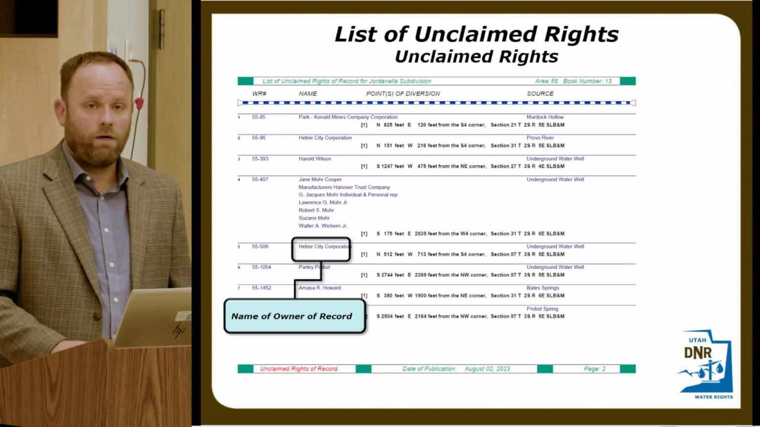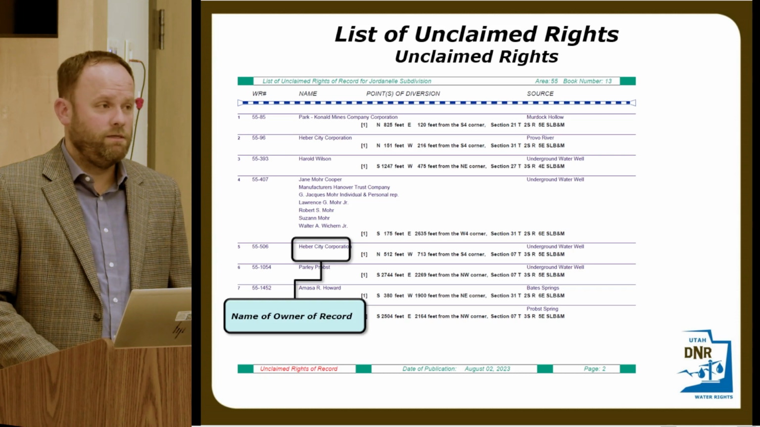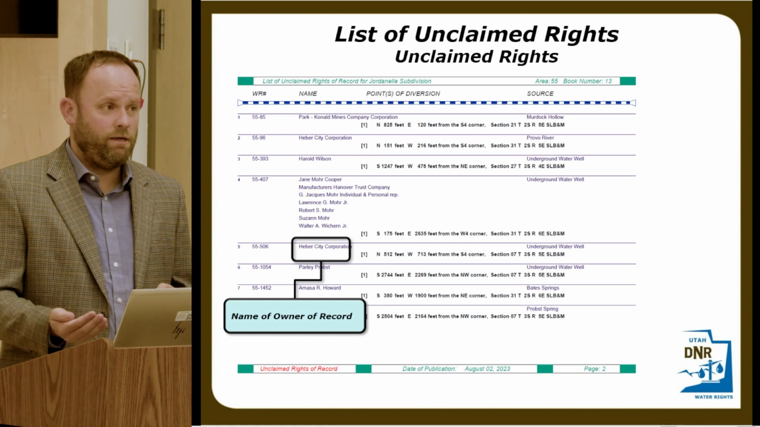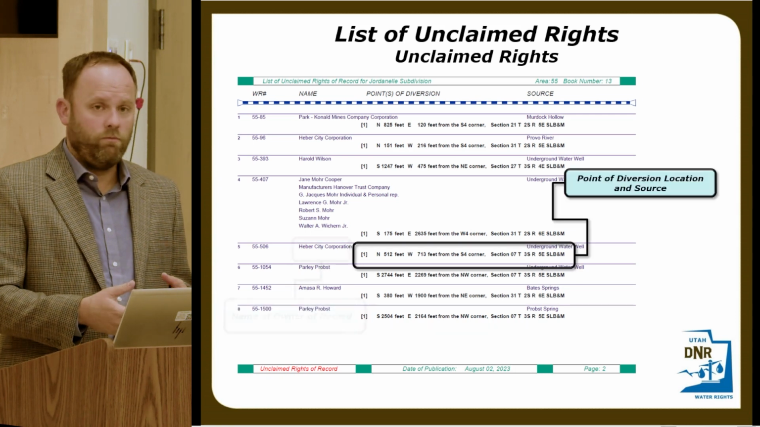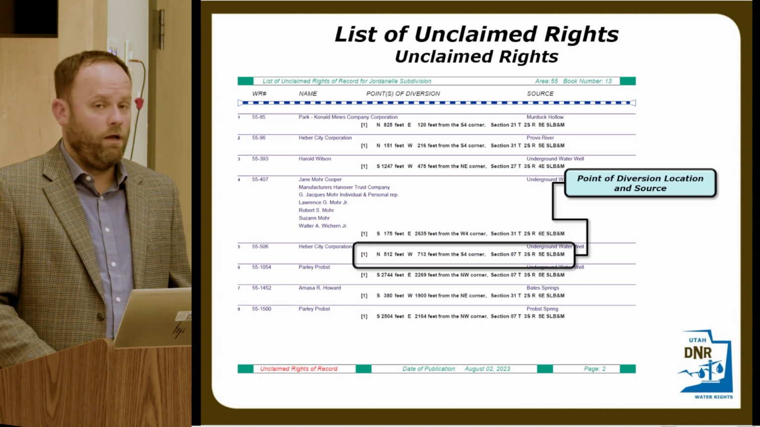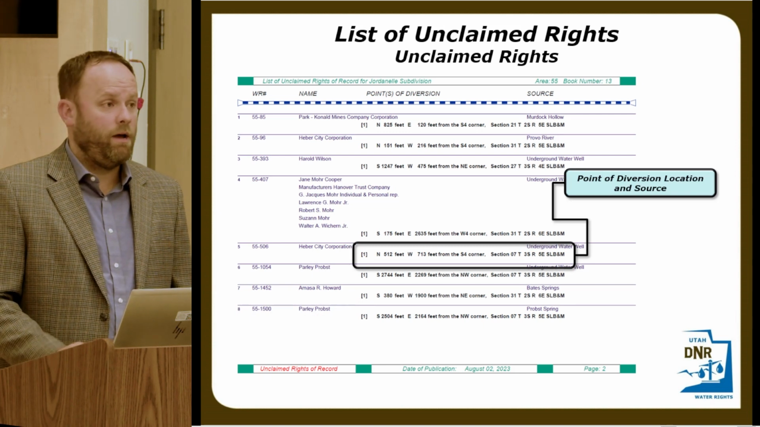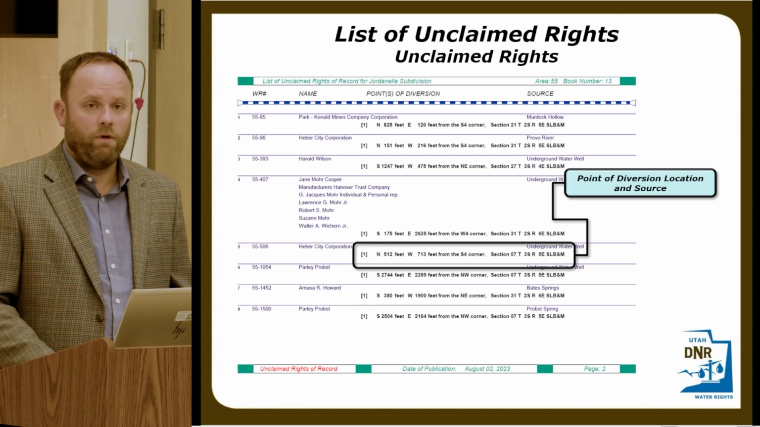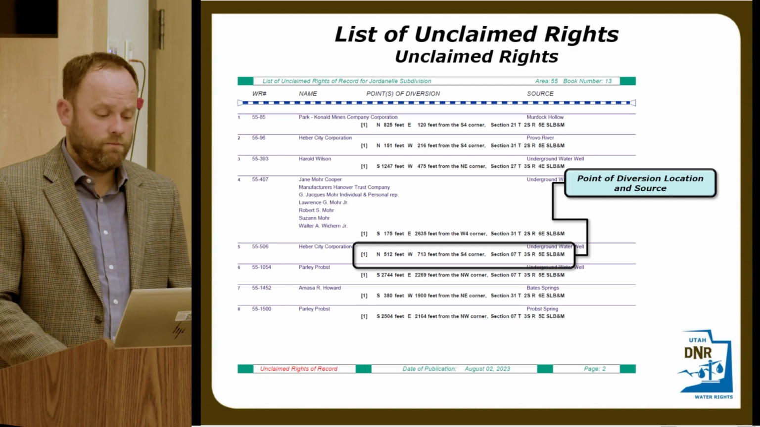Also, we list the water right by its point of diversion. This is a way that you can try and locate where this water right was to try and connect it to, for example, maybe the use on your property. And again, we can help you with locating this. We have a lot of mapping software that can help you analyze this and figure out if this water right pertains to you. Okay, so that's the listing.